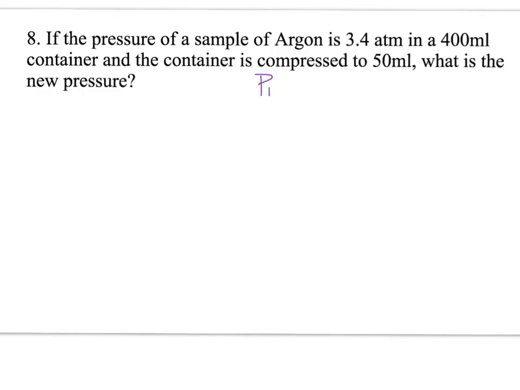So remember, the combined gas law is P1V1 over T1 is equal to P2V2 over T2. And of course, we are not dealing with temperature in this particular equation, so we can cross out temperature, and then we see that we're left with Boyle's law. Let's just identify the parameters, and then I want you to pause the video and work the problem yourself. So it says we have a pressure of 3.4, so that's going to be P1.